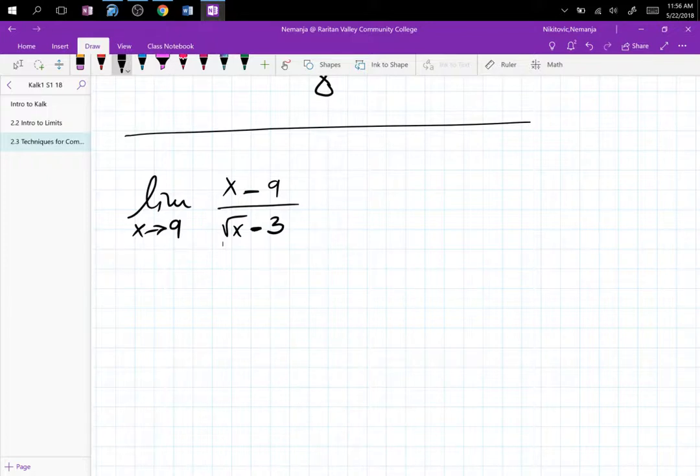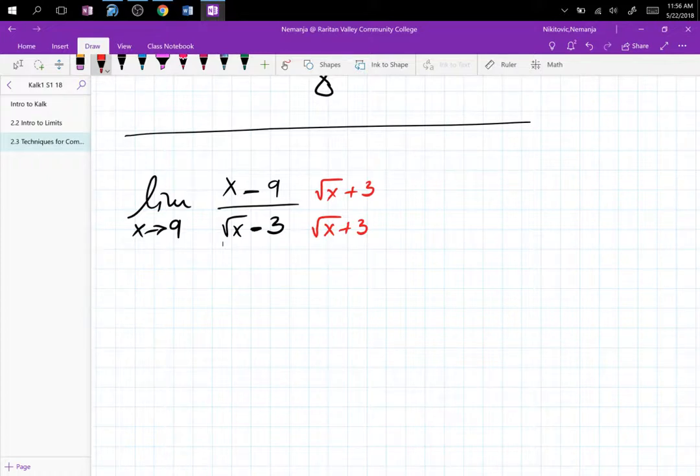So what should we do? Does anyone know? We can rationalize. Right? Let's rationalize. To rationalize a function, we multiply by the conjugate. Right?